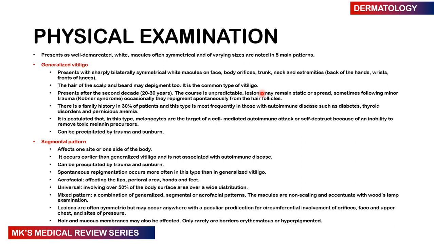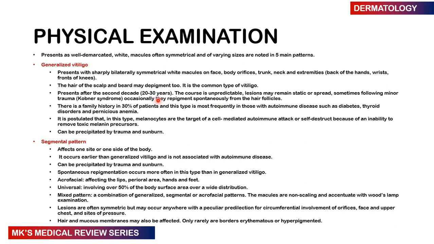Sometimes this follows major trauma. We call that Koebner phenomenon. And occasionally they may actually repigment spontaneously coming from the hair follicle, because the hair follicle is the only one that's going to be having some functional melanocytes, which will spread to the surrounding skin. Then there is a family history in 30% of the patients, and this type of vitiligo is actually most frequently associated with autoimmune diseases such as diabetes, thyroid disorders, and pernicious anemia.